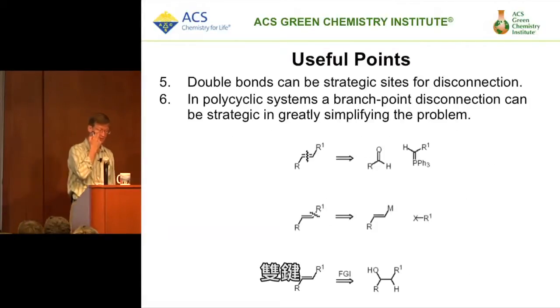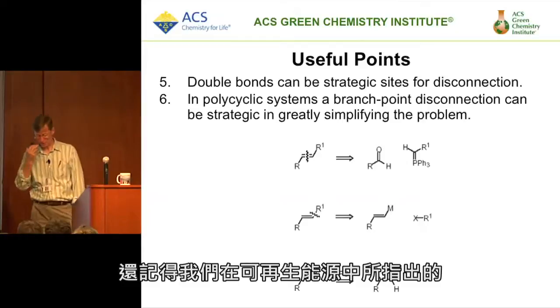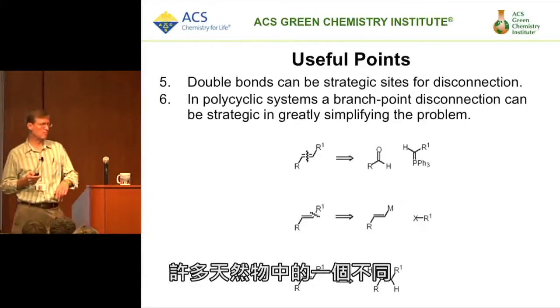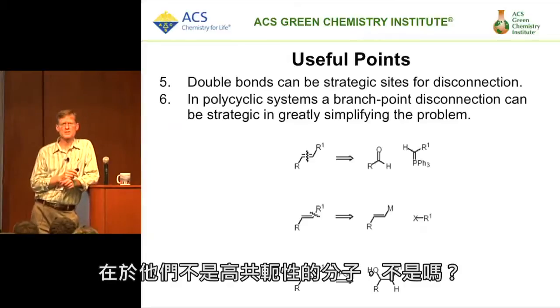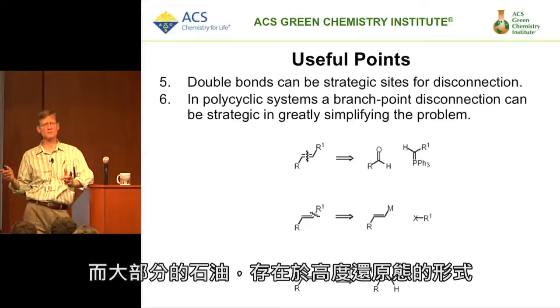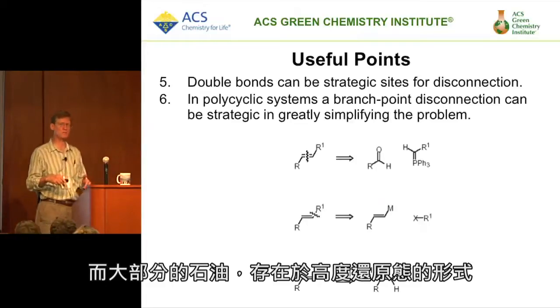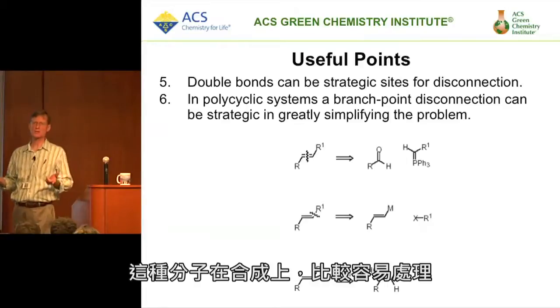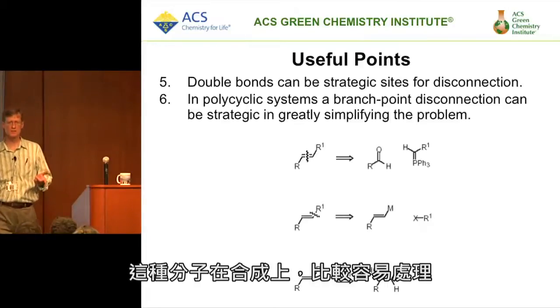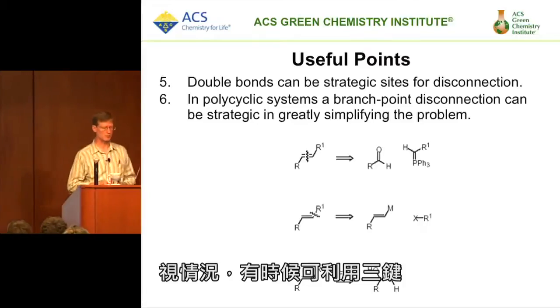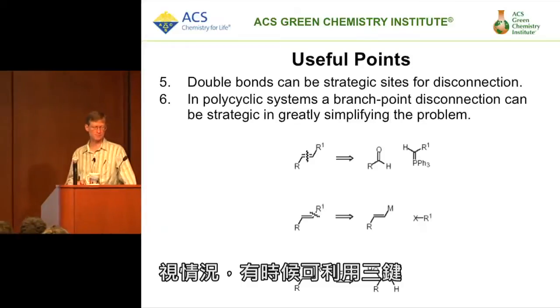So double bonds. Remember when we were pointing out in the renewables, one of the things that's very different about many of the natural products is they aren't as heavily conjugated molecules, right? Whereas most of the petroleum are in highly reduced forms and lots of double bonds. So it's a lot easier synthetically to work with those kinds of molecules. We can just exploit the double bond, or in some cases triple bonds, depending.